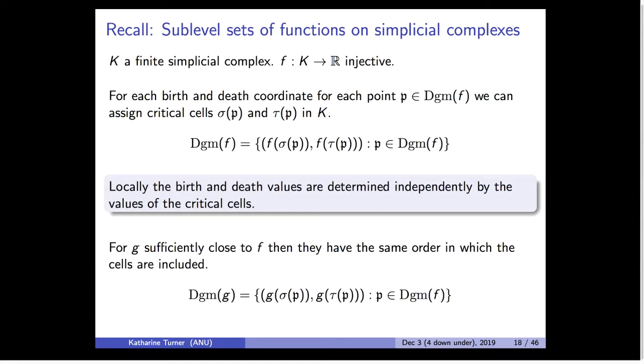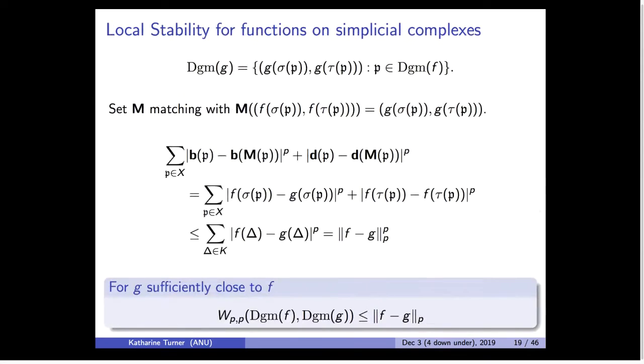It relates to this idea that locally it's dependent on these change of function values on critical cells. Okay? So I'm going to just give you a little argument as to why you would have a local stability theorem for sublevel sets on a simplicial complex. So I'm fixing a simplicial complex and I'm looking at different functions over the same simplicial complex, okay?